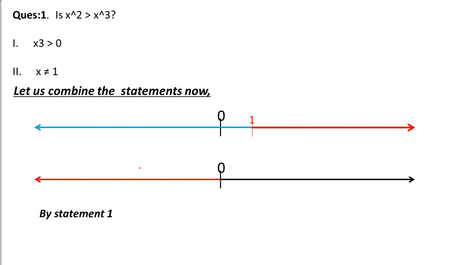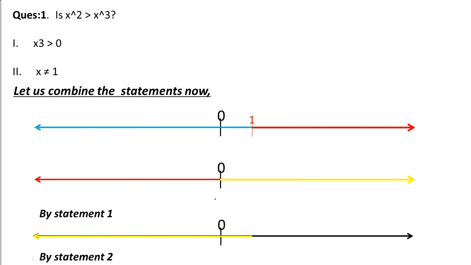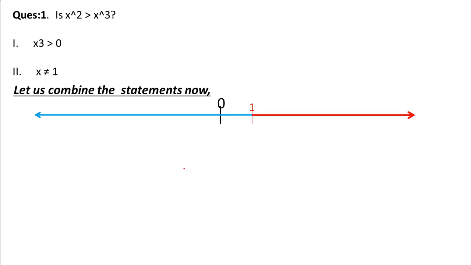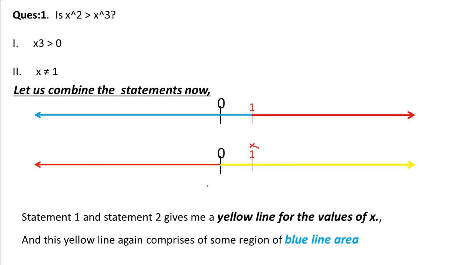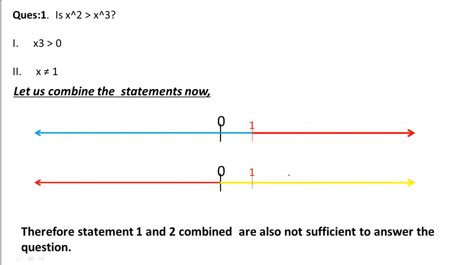By statement 1, I get x is greater than 0. By 2, I get x is not equal to 1. So when I combine the statements, x can take the values greater than 0, but x cannot be equal to 1. Therefore again, I got this yellow area which has some blue area and some red area. X can be between 0 to 1 and greater than 1.